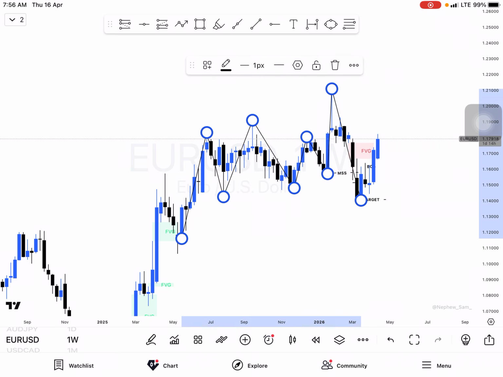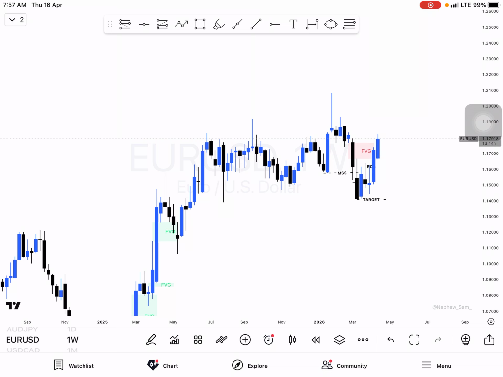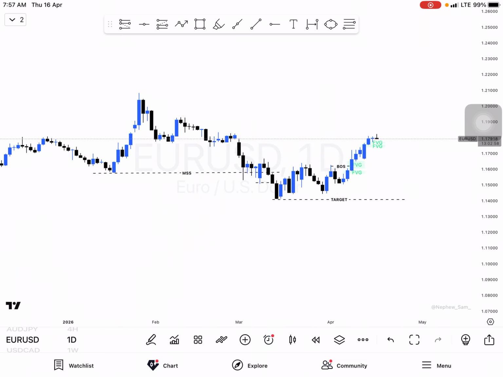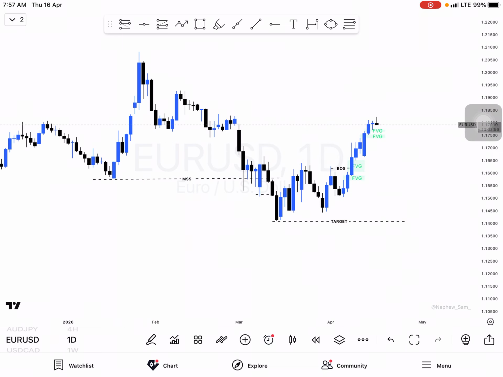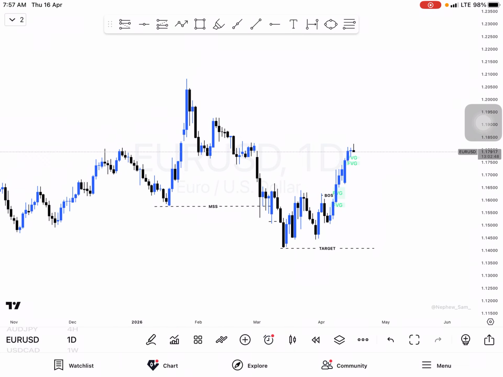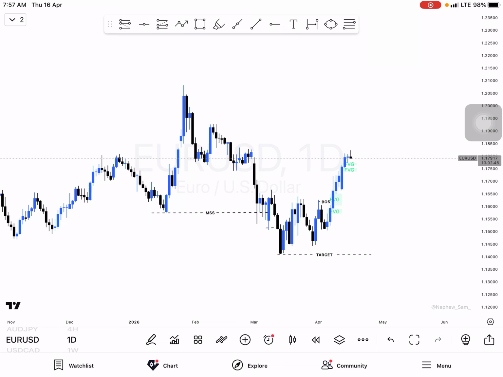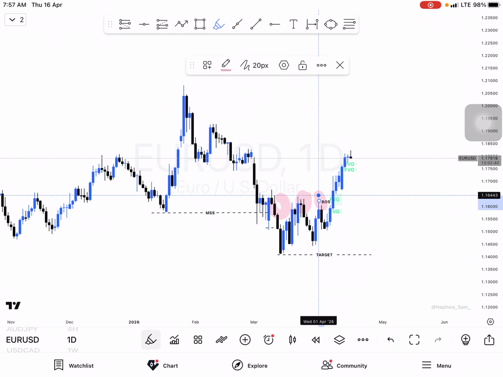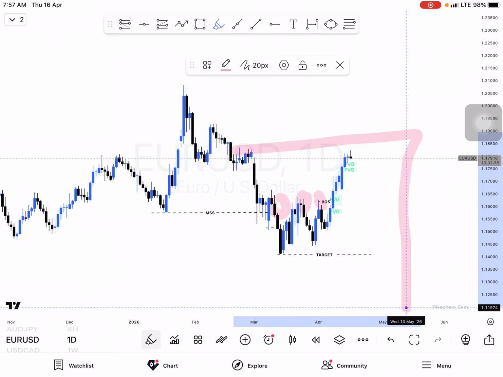So let's delete this. Now we move to the daily time frame. What are we seeing? You see that the market has broken that structure to the downside. And we all know that anytime the market breaks structure to the downside, what should we expect? We expect the market to grab liquidity before it keeps moving. The market should grab all the internal liquidities before the overall movement to the downside.